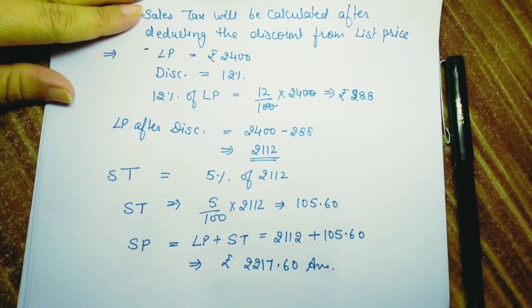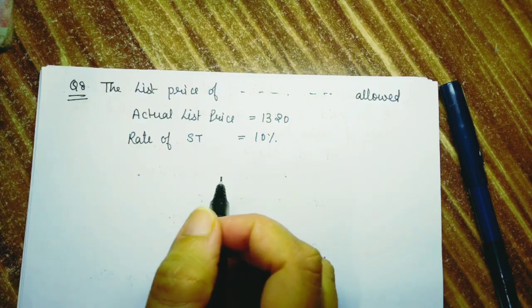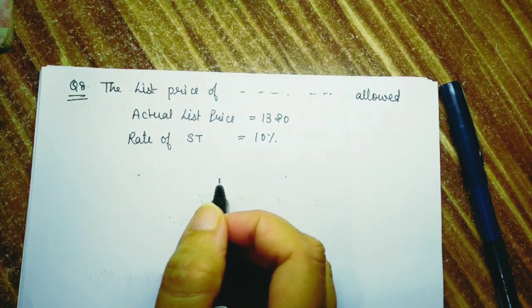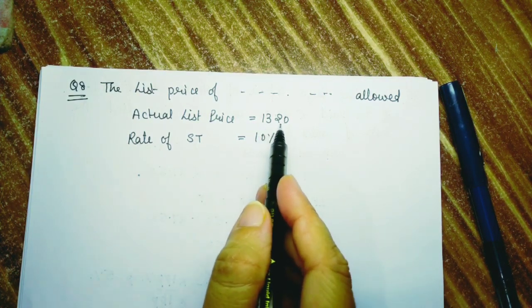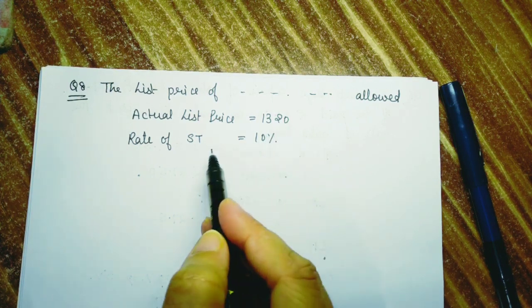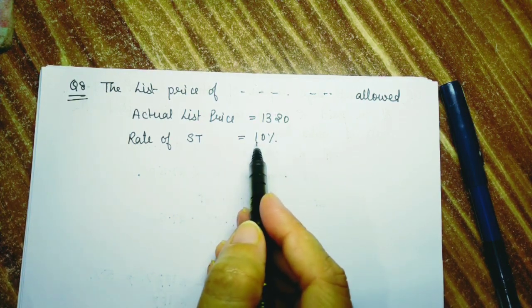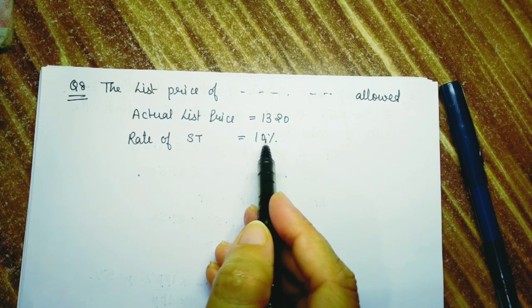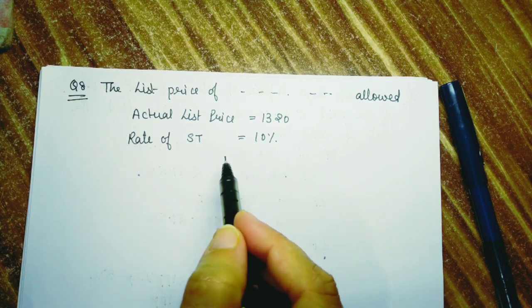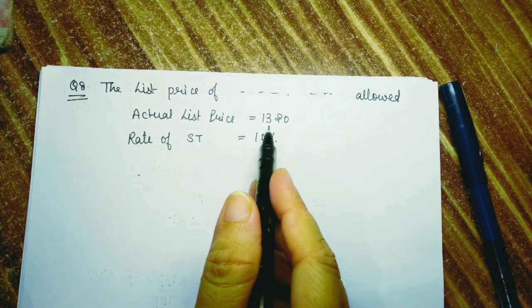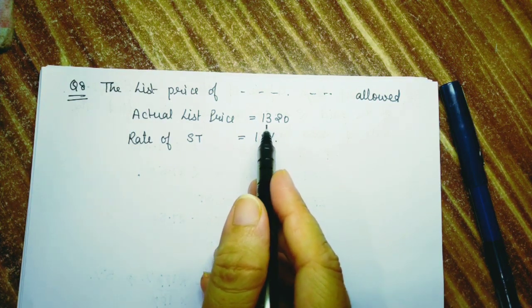Okay, students. Now question number 8. In question number 8, they have given the list price of a scooter, that is rupees 1320, and the rate of sale tax is 10%. The customer requests the shopkeeper to reduce the list price to such an extent that the price remains rupees 1320 inclusive of sale tax.